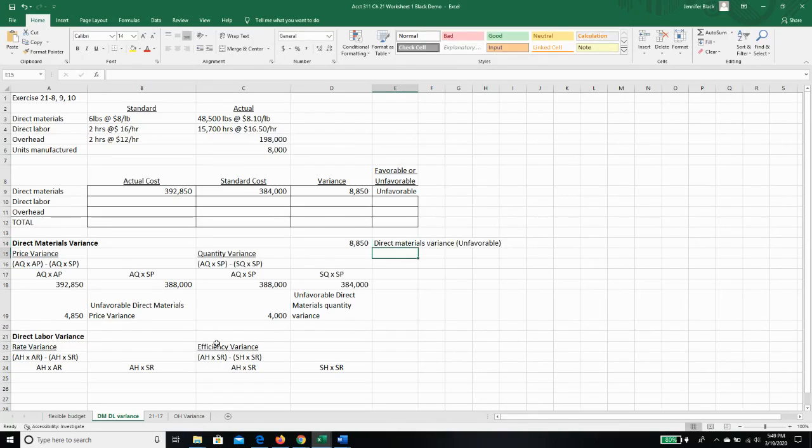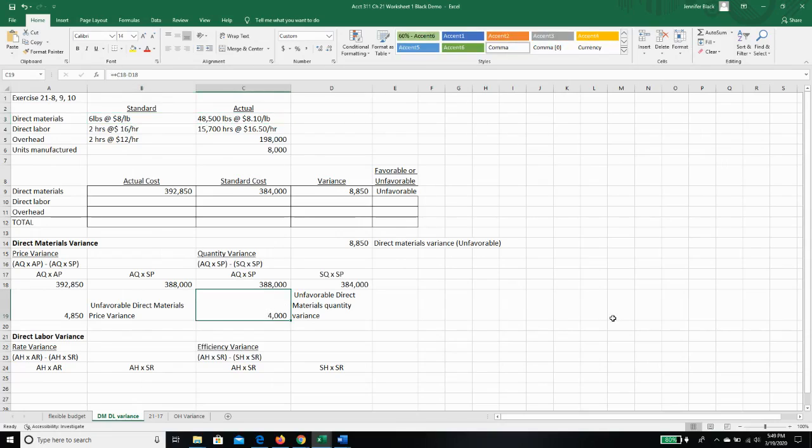What this allows us to do is understand where things went wrong. Of that entire $8,850 direct materials variance, $4,850 is because we paid too much. Our standard says we're supposed to pay $8 a pound, but we actually paid $8.10 a pound. So that price variance contributes $4,850 of our total variance. $4,000 of our variance is because we used too much. We were supposed to use 6 pounds per unit, but we used more than that, and that contributed $4,000 to our variance.